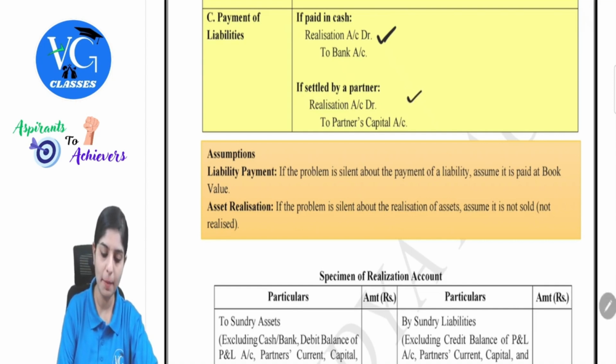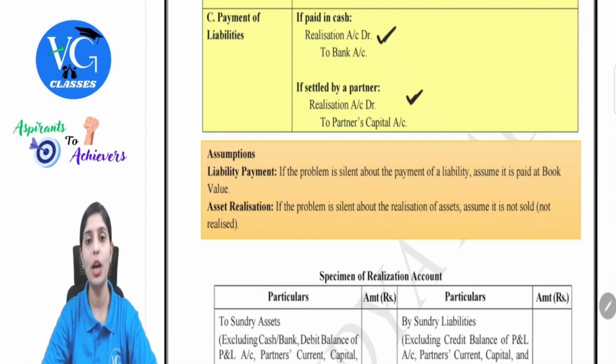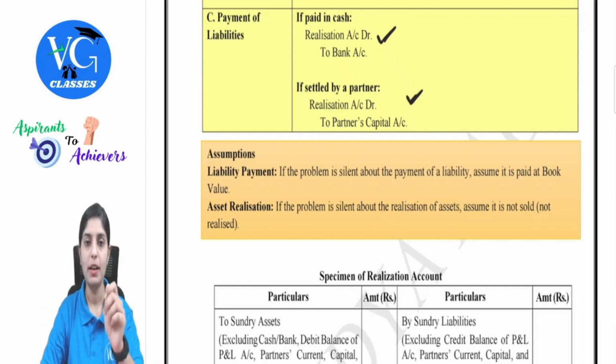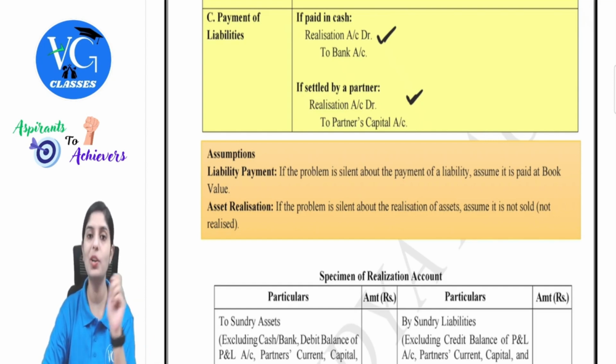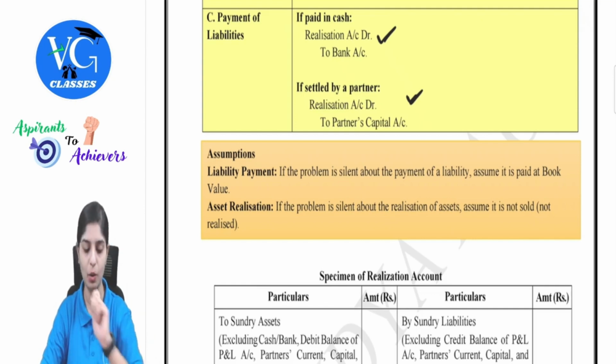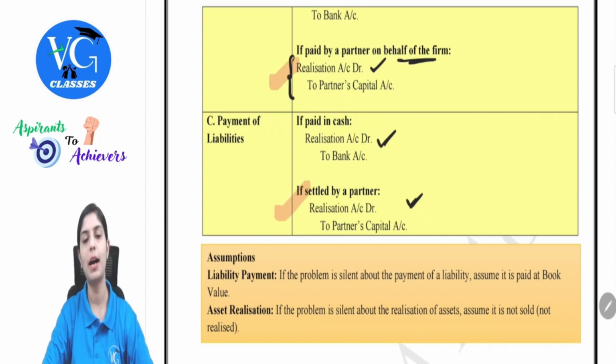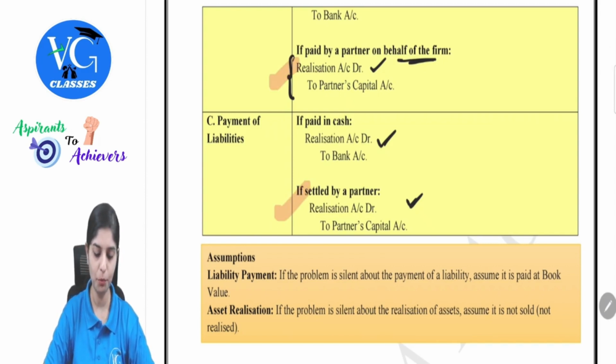If it is settled by a partner, again, same like what we did for expenses. If it is settled by the partner, the partner makes sure that he will take the reimbursement. So liability is represented in realization. So realization account debit to partner's capital account. I hope with both of these logics you understood why we are crediting partner's capital. Moving further.